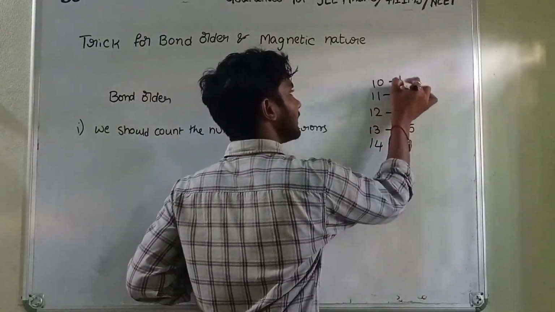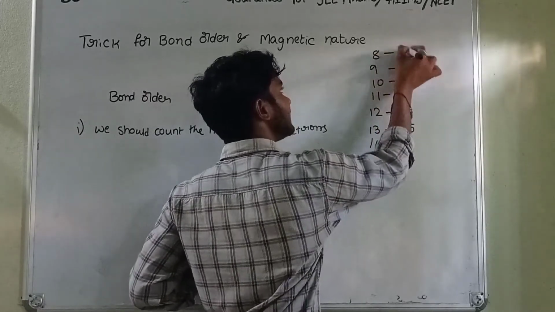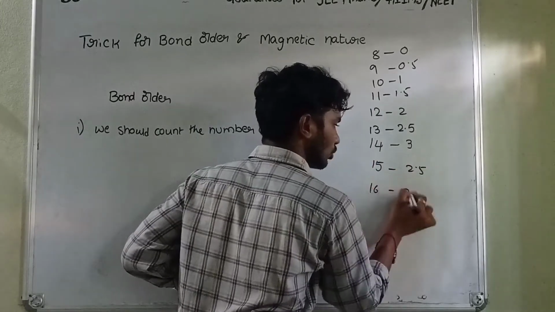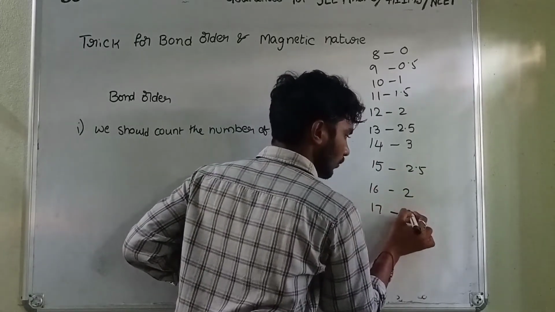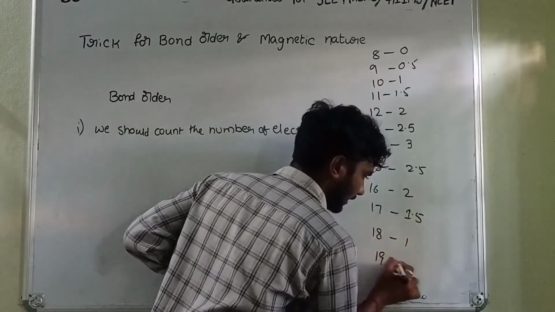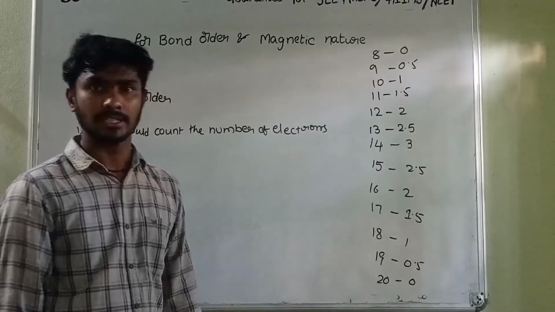If it is 10, the bond order is 1. If it is 9, it is 0.5. If it is 8, it is 0. If it is 15, 2.5. 16, 2. 17, 1.5. 18, 1. 19, 0.5. 20, 0.